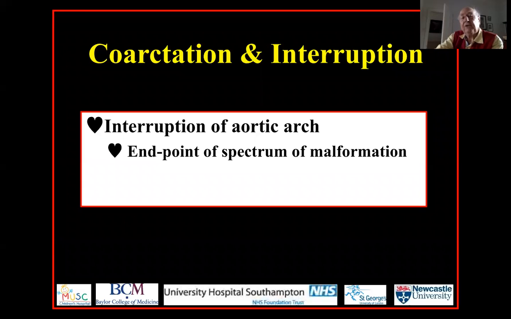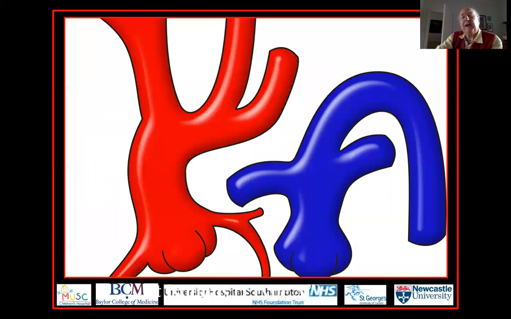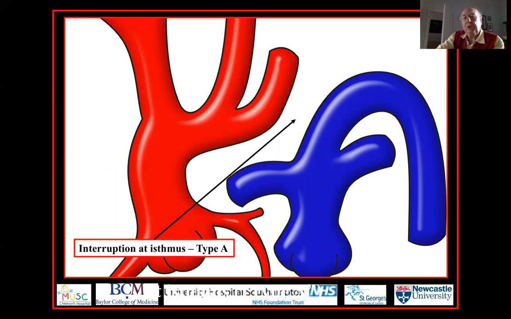Let's now look at interruption, because as I've shown you, interruption is the end point of the spectrum of obstruction of the aortic arch. And the key here is the site of interruption. So I've already shown you the progression through isthmal hypoplasia, atresia of the isthmus, to interruption of the isthmus. And this is where we best see the spectrum of malformation. And I like to consider this as interruption at the isthmus, but those of you who use alphanumeric categorizations will know this as interruption type A.